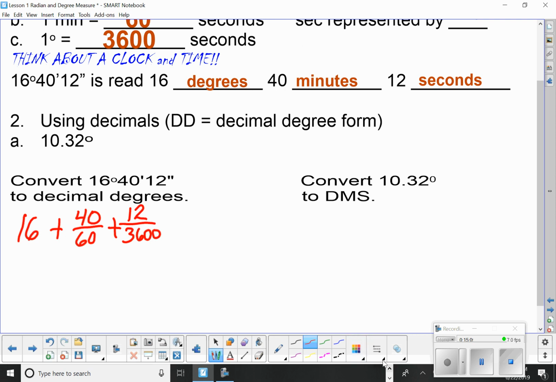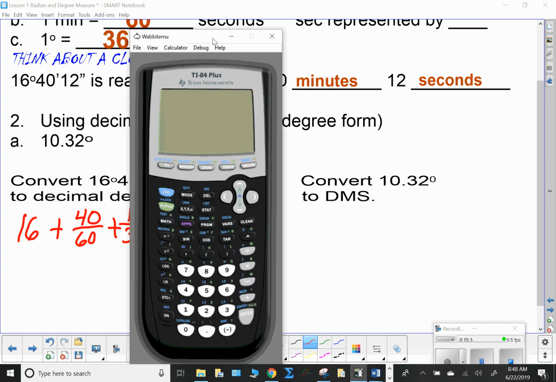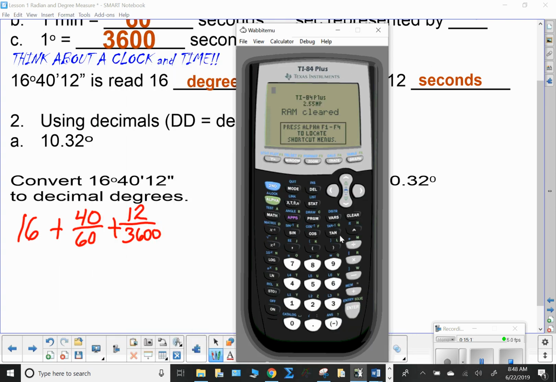If I want you to do this all the way out, then you just simply take your handy dandy calculator, turn it on, clear it, and then you can simply do 16 plus 40 divided by 60 plus 12 divided by 3,600. And no, you don't need any parentheses because division will be done first and then the addition as per order of operations. So I hit enter and I get 16.67.